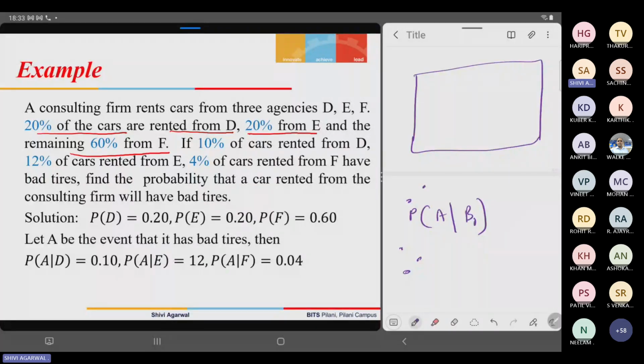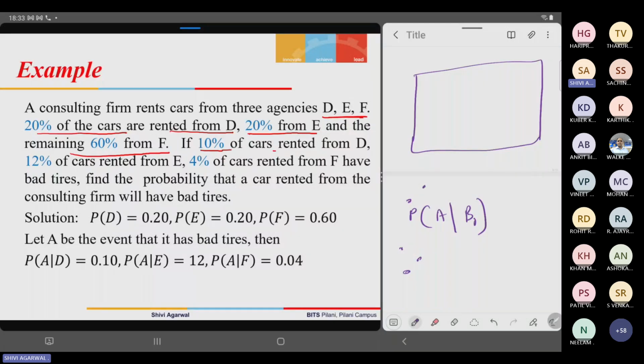So they are three mutually exclusive events, because if the car is rented from D, it is not rented from E or F. They are also exhaustive events, because they have to take the car from these companies only. So 20 plus 20 plus 60%, that is the whole sample space of one, a 100% chance. If we make the events that the car is rented from D, E, F respectively, they are mutually exclusive and exhaustive events.